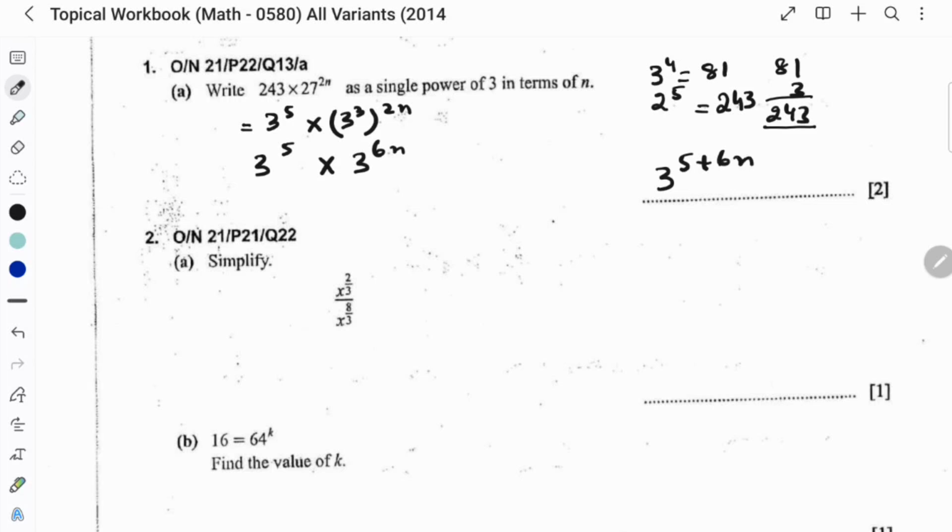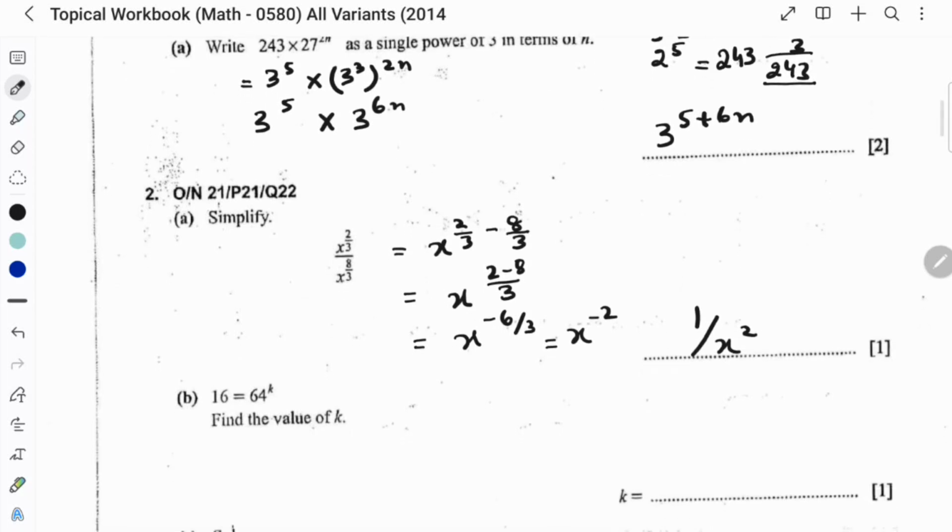Now I'll skip a few questions, as we can't do all. Now listen, it's a division question. x to the power 2 over 3 divided by x to the power 8 over 3. Because it's a division question with no coefficient, and the denominator is the same, no need to take LCM. 2 minus 8 will become minus 6. x to the power minus 6 upon 3 equals x to the power minus 2, and we can write that as 1 upon x square.